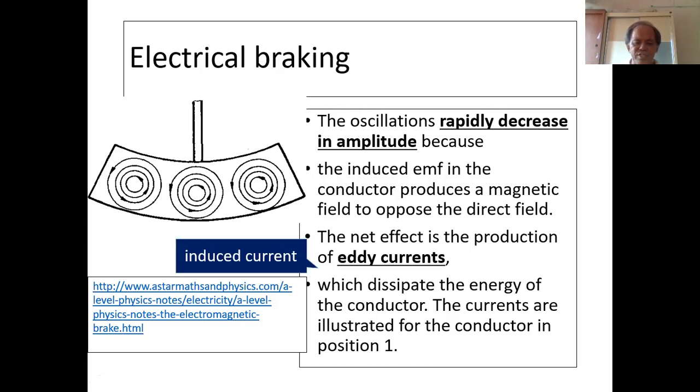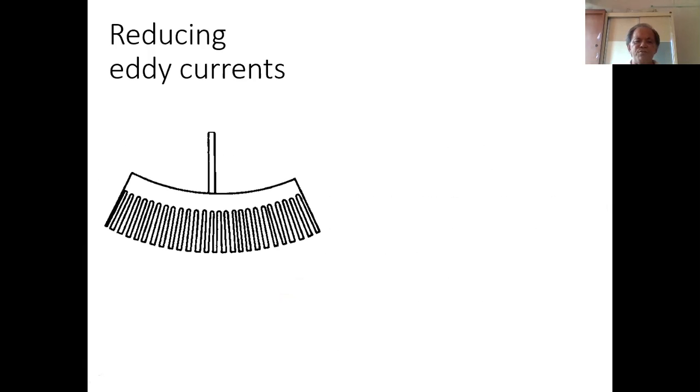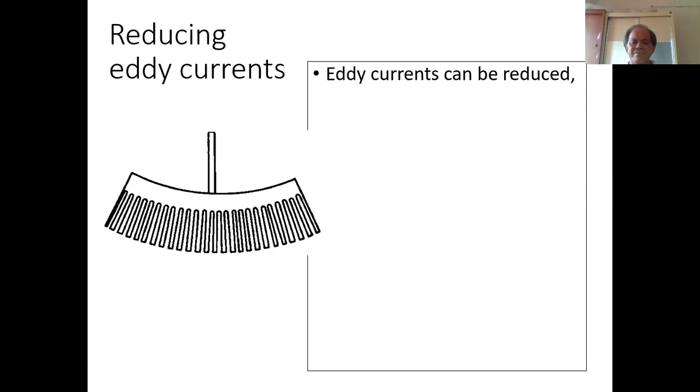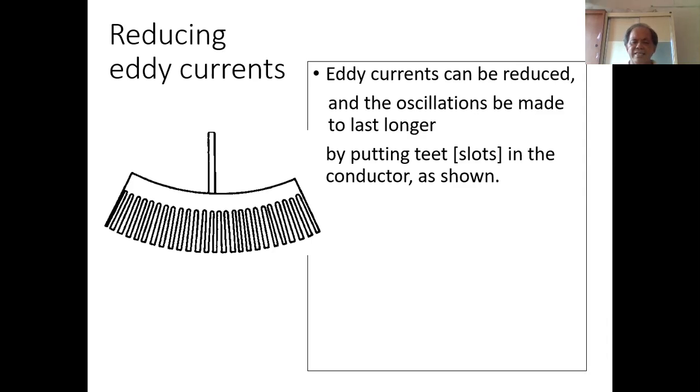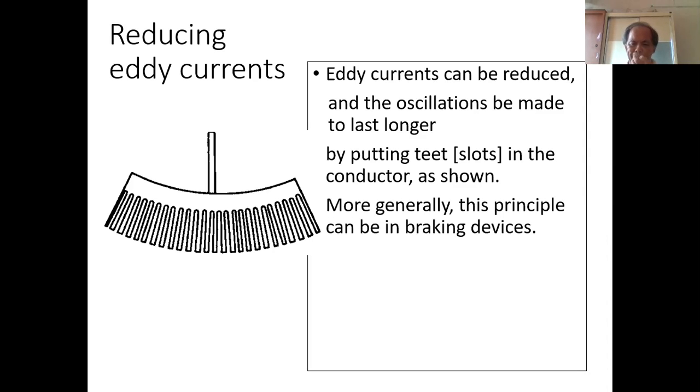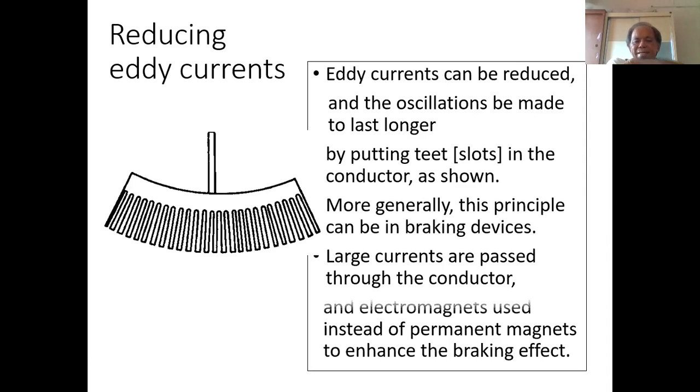Eddy current is the induced current. And if you have slots there, you reduce the eddy current, it cannot flow, then the oscillation will last longer. So we can use this idea in mechanical brakes. Large current can pass through a conductor, and an electromagnet is used instead of a permanent magnet to enhance the braking.